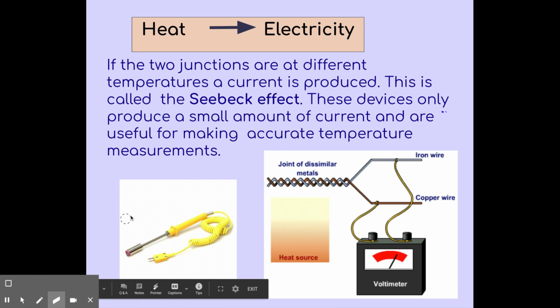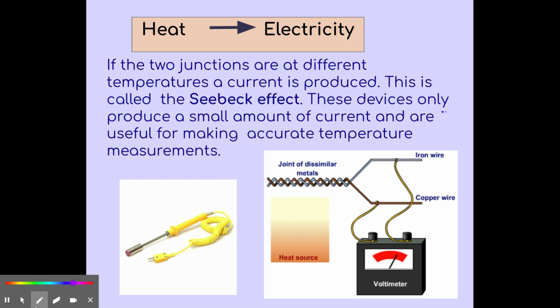These thermocouples work through this concept called the Seebeck effect. Basically, it produces a very small amount of current, and we often use these to do measurements of temperature. So when they stick these wires into something to check the temperature, depending on the amount of current that is produced, it will give a certain reading.